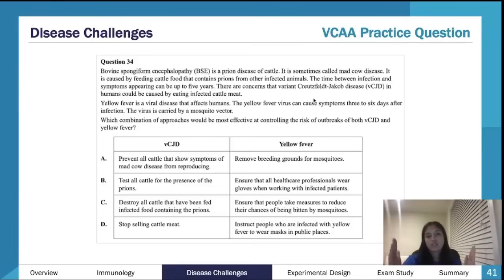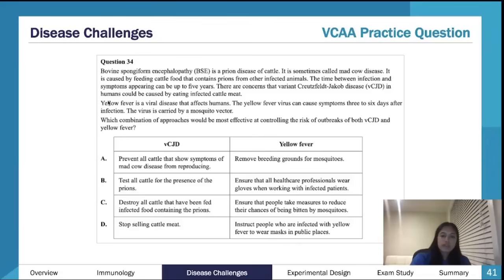If you think about it, that's an extremely long incubation period. And you can imagine the kind of trouble with that. There are concerns that VCJD in humans could be caused by eating infected cattle meat. So this is kind of a variant from that. Mad cow disease is in your cattle, like the disease is in the cow, hence mad cow. And then when this spreads to humans, it's your Creutzfeldt-Jakob disease.